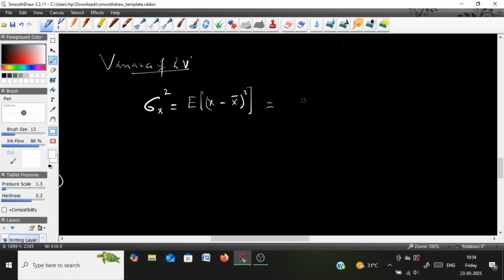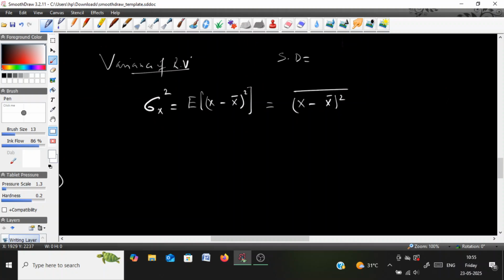Or I can write it as (x minus x bar) square, whole bar. So you subtract the mean from the random variable, and then you find its mean square value. That is what we call the variance, and the square root of variance is called the standard deviation.